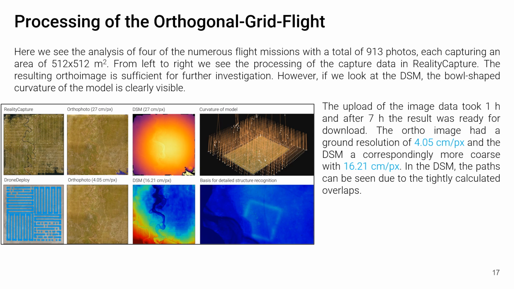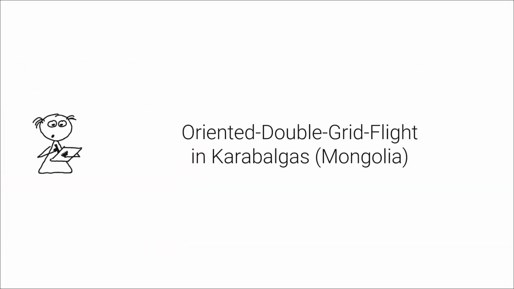The upload of the image data took 1 hour, and after 7 hours, the result was ready for download. The ortho image had a ground resolution of 4.05 cm per pixel, and the DSM a correspondingly more coarse 16.21 cm per pixel. In the DSM, the paths can be seen due to the tightly calculated overlaps. The DSM result was the basis for a detailed investigation of hidden structural features. Let's take a look at a practical example of flight planning in orthogonal double-grid flight in Karabalgasun, Mongolia.